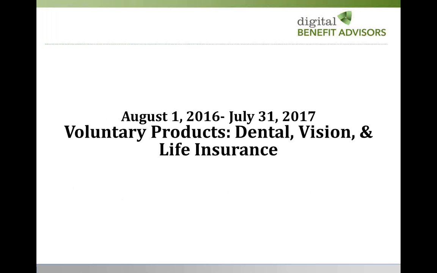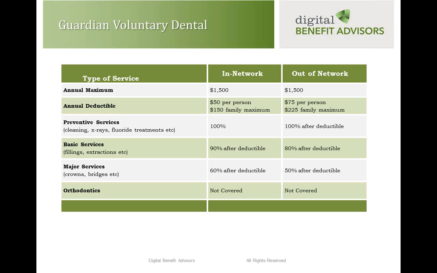Now we're going to talk about the voluntary products, dental, vision, and life insurance. We will continue the Guardian Voluntary Dental. It's an annual maximum of $1,500. Now, an annual maximum under dental is a little bit different. So under medical, when we talked about that out-of-pocket maximum, that was the most you were going to pay for your services. Under dental, the annual maximum is the most the carrier is going to pay for your services. So you do have a cap on how much Guardian is going to pay for your dental services in the year. You have an annual deductible of $50 per person or $150 family max.